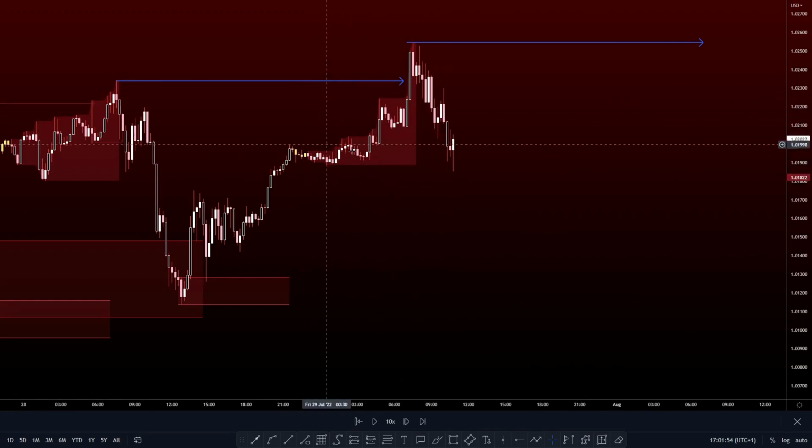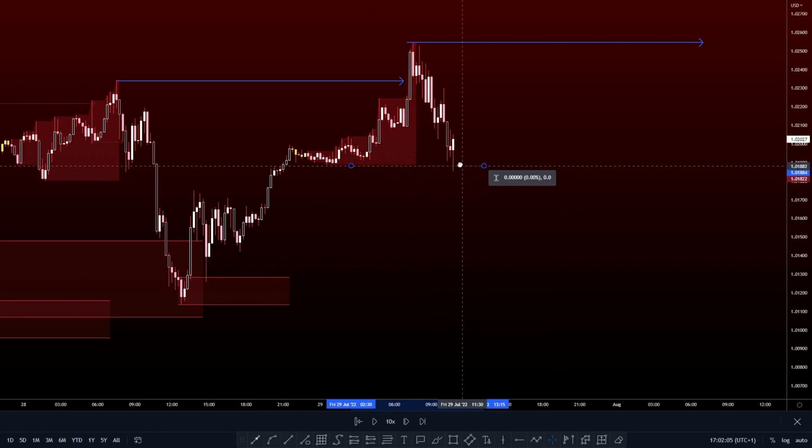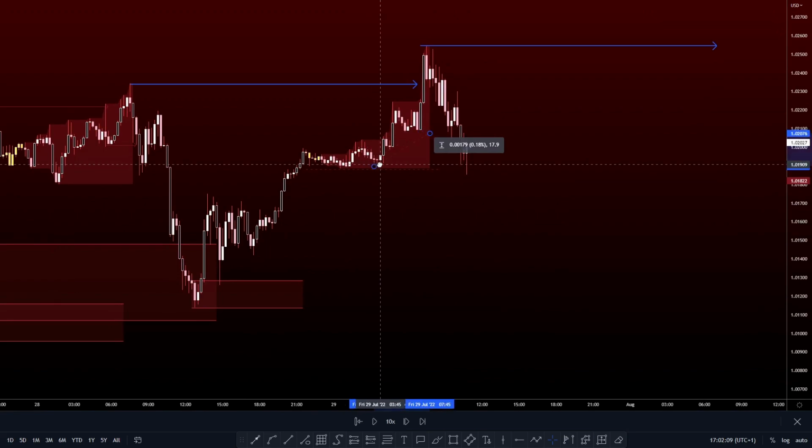You want to stay clear of this on most pairs just because liquidity builds up, normally on both sides, and you'll get market sweeps. You'll know that the worst trades normally happen in this time period. So it's best to leave that alone.